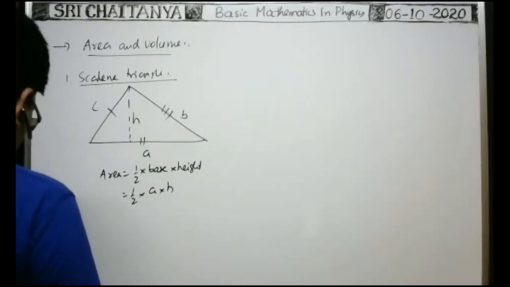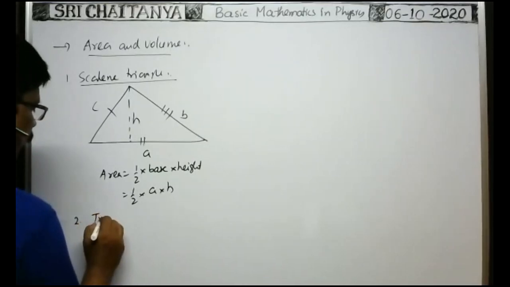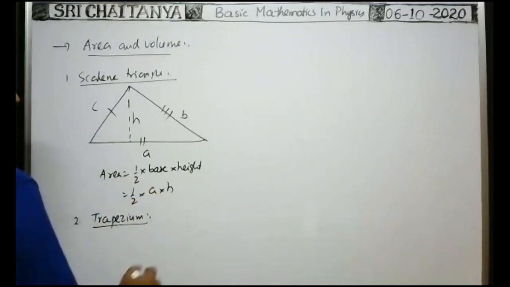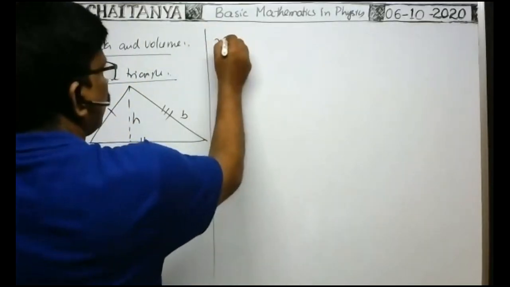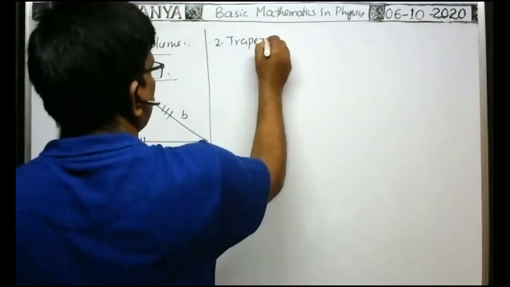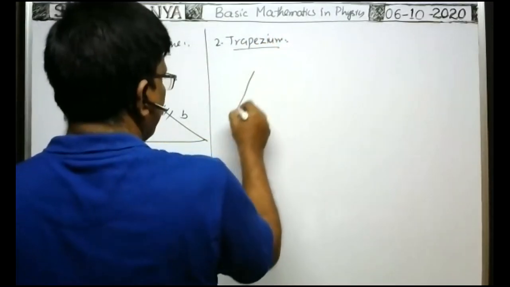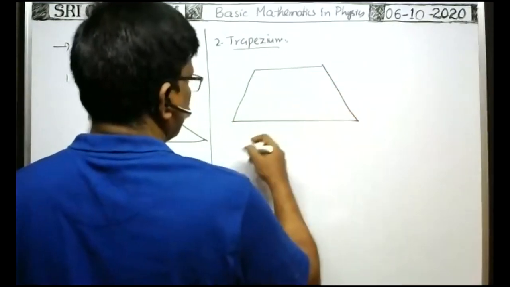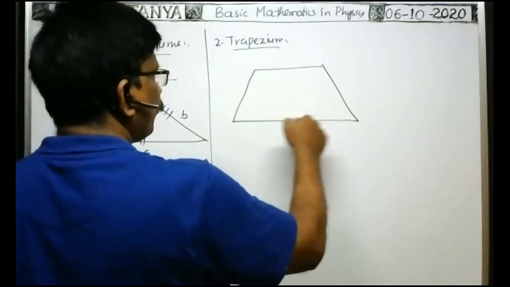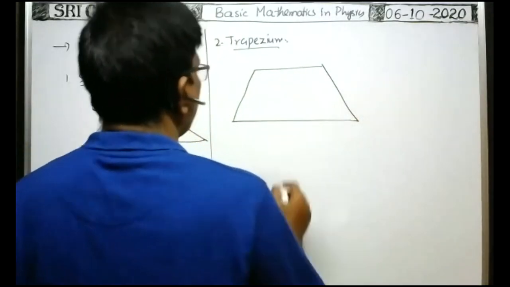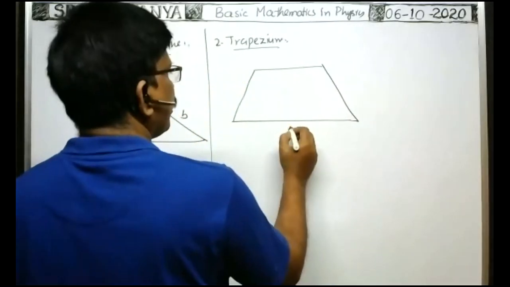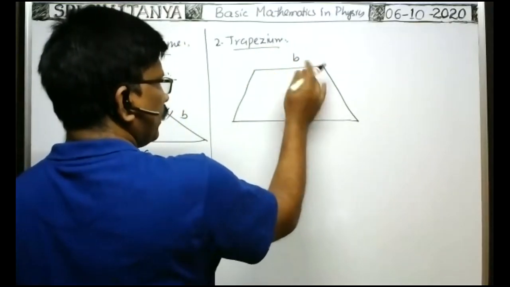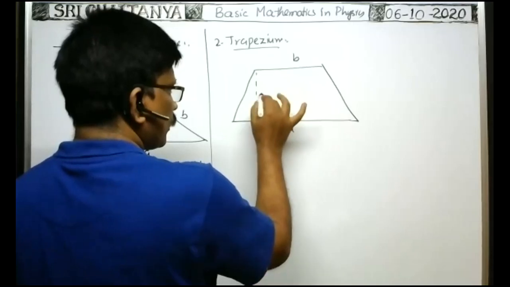Next, the trapezium. Trapezium is very, very important. Frequently in graphs, trapezium shapes are there. So second one, trapezium. Trapezium means it has four sides, in which two sides are parallel to each other. This side and this side are parallel to each other, but it has four sides. That's why it is the trapezium. In this trapezium, suppose this side is A, this side is B, and the perpendicular distance between the two parallel sides is small h.